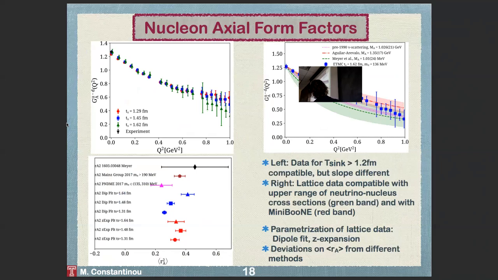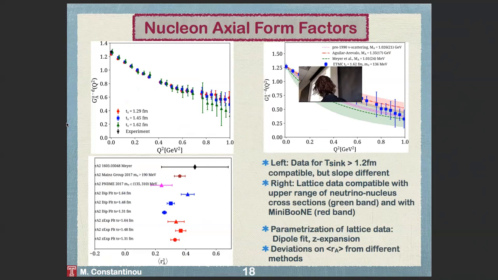I have here the axial radius, and the first is the experimental extraction. The other two are from other formulations, from other lattice groups. And the last six points are from the work that I have shown you, this kind of data here. And the color corresponds to different techniques. This is the dipole fit, and this is the Z expansion, which, as I said, is model independent.